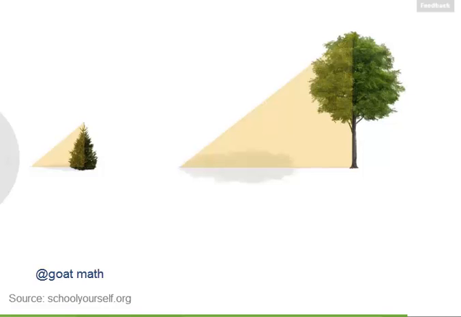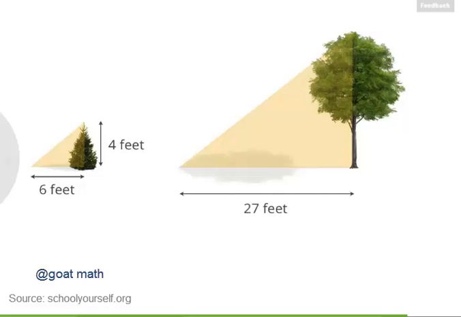So let's use these triangles to find the height of the tree. You measure the height of the bush to be 4 feet, and the length of its shadow is 6 feet. Meanwhile, you run a tape measure along the ground and find the tree's shadow is 27 feet long. So using these similar triangles, how tall is this tree?